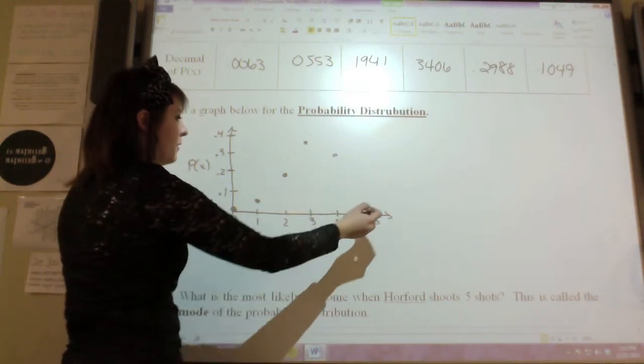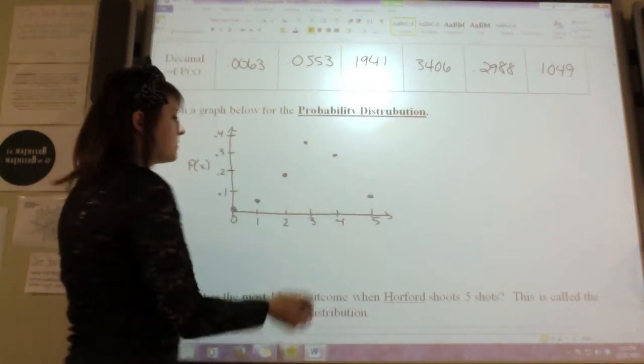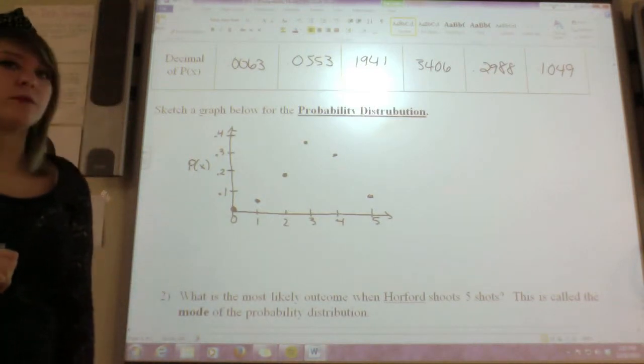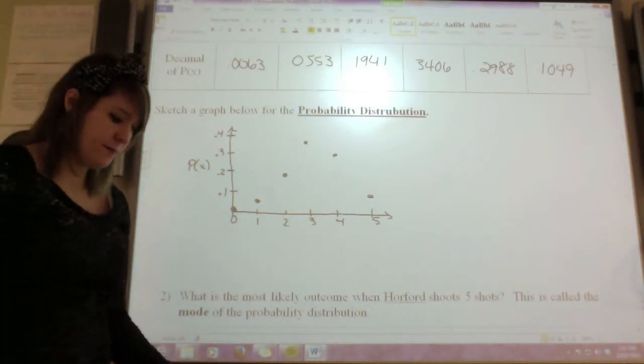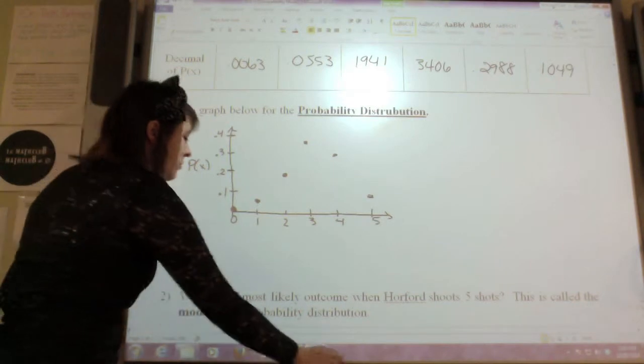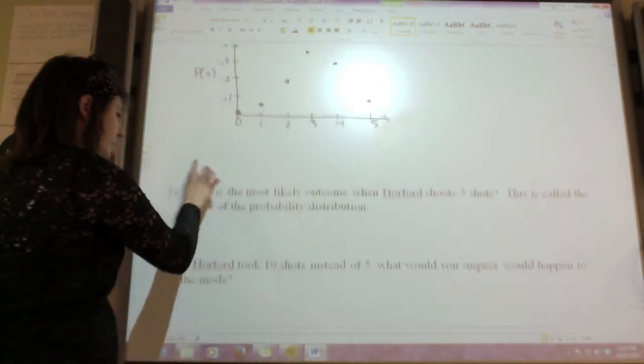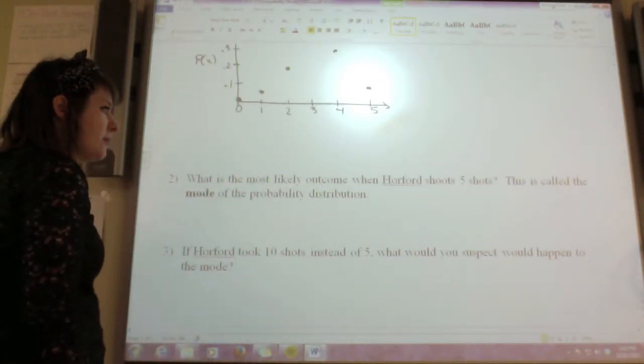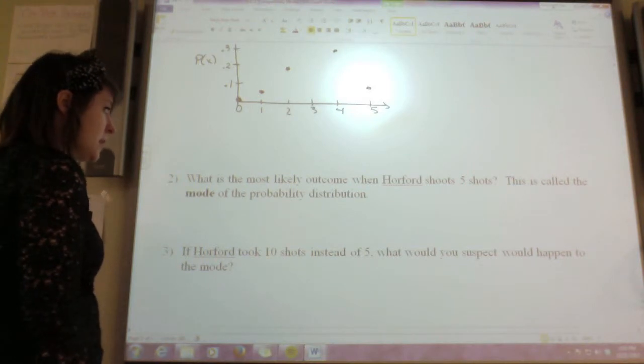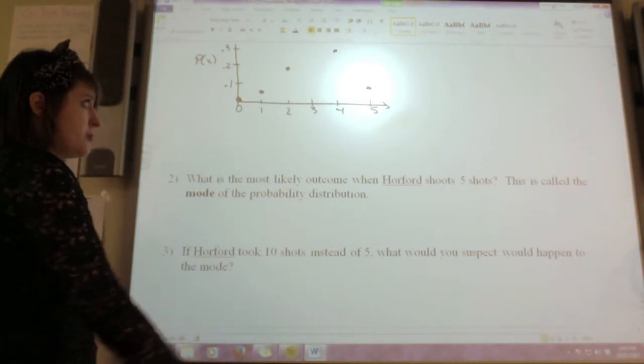And then 0.1. So this is approximately my probability distribution graph here. Now we've got some questions to answer. What is the most likely outcome when Horford shoots 5 shots? This is called the mode of the probability distribution.